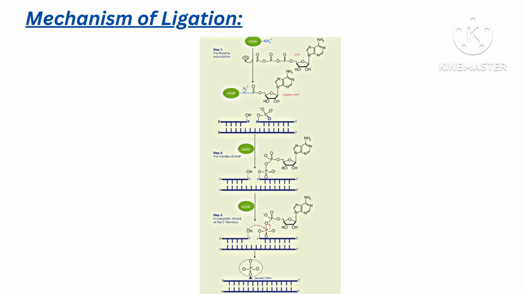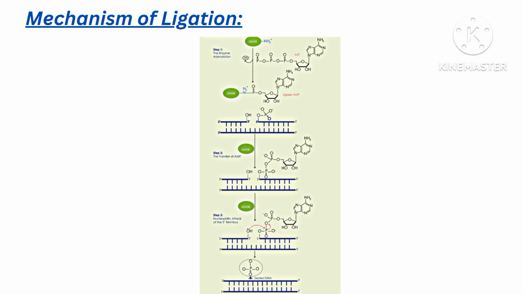Mechanism of ligation. Ligation occurs in three main steps. DNA ligase binds to the nick in the DNA strand. The nick has a free 3' hydroxyl group, OH, and a 5' phosphate group, P, on adjacent nucleotides. Step 1 is adenylation, in which DNA ligase is adenylated by ATP, forming a covalent intermediate with an AMP group. Step 2 is the transfer of AMP.